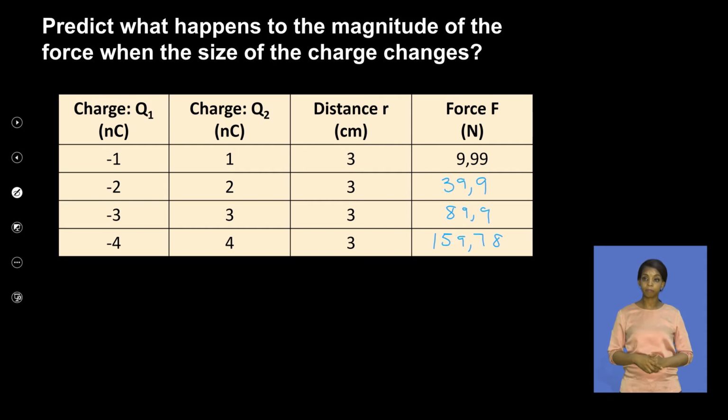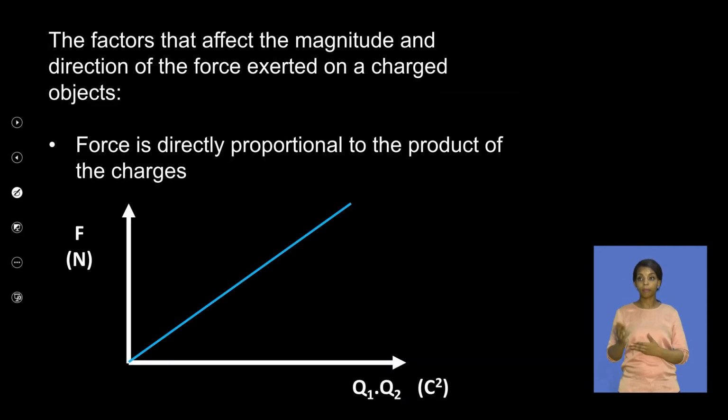There is a pattern here. As we double the product of the charges, what's happening to the magnitude of the electrostatic force between them? So this is exactly what's happening in terms of the factors. If we move a step further, this is the main thing. So the factors that affect the magnitude and direction of the force exerted on a point charge by another.